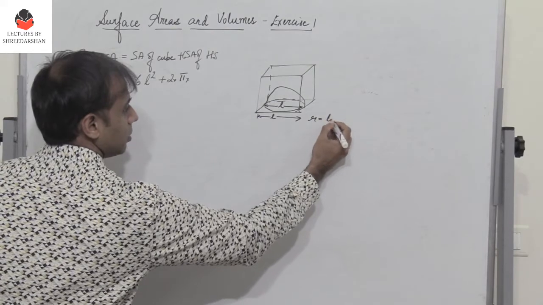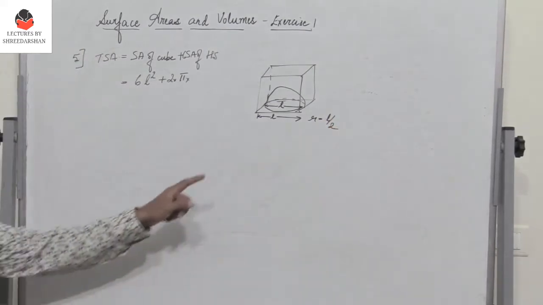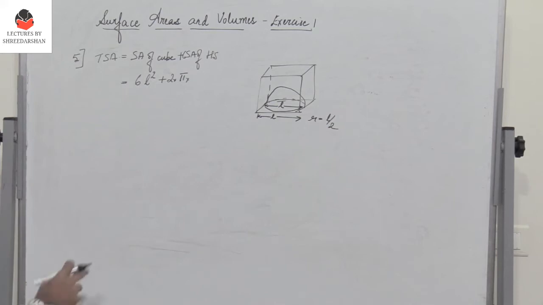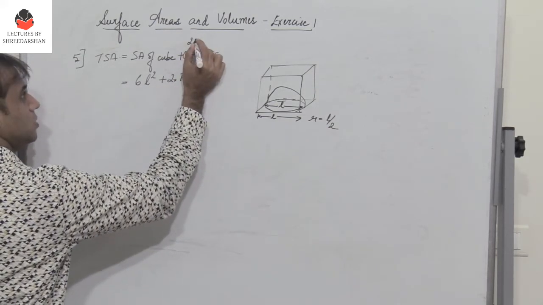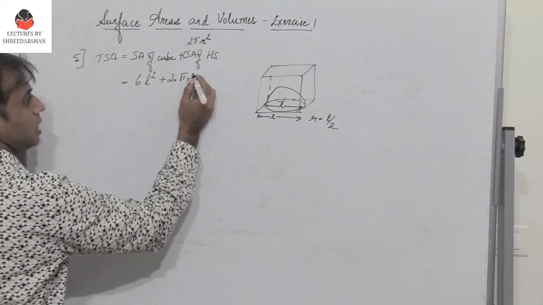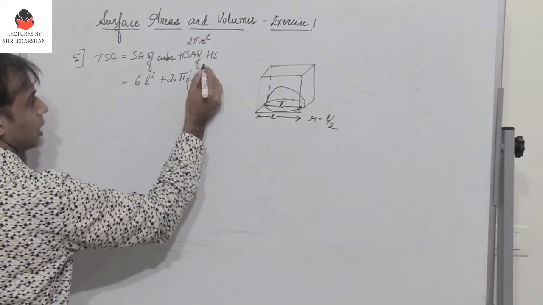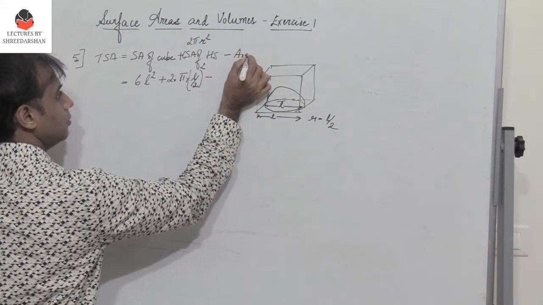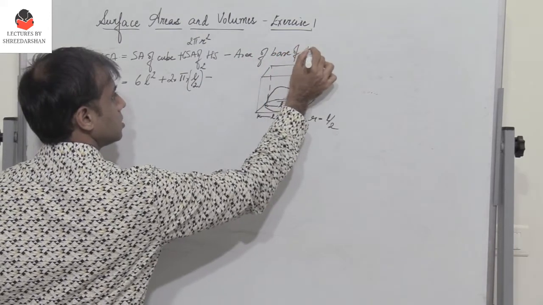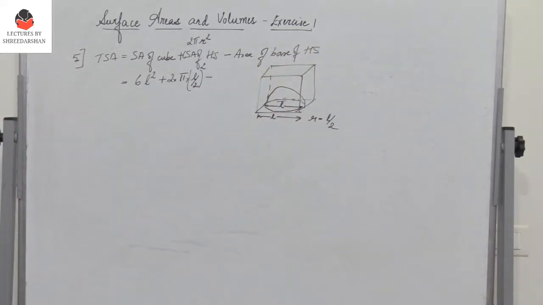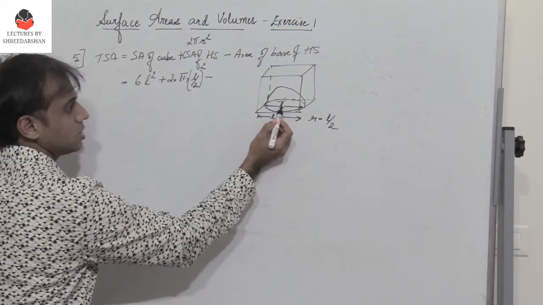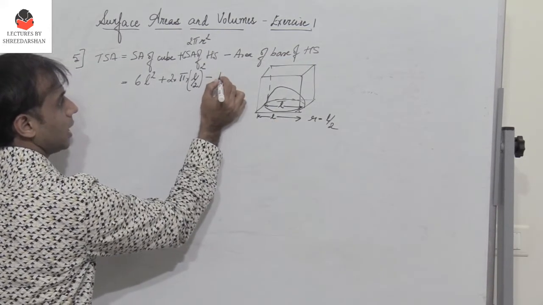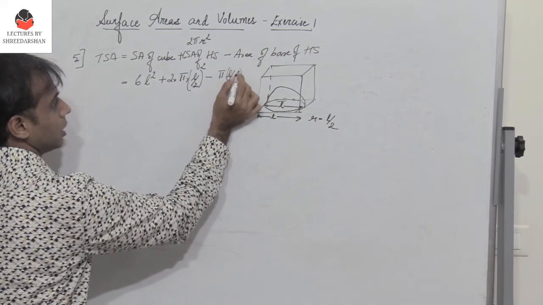Now the radius is L by 2 because the diameter is L. So we know that the curved surface area of the hemisphere is 2 pi r square, so it's going to be 2 pi into L by 2 the whole square, minus, I need to subtract the area of the base of the hemisphere. So what is the area of the base of the hemisphere? Minus area of base of hemisphere. So this is very similar to the previous problem we did. So area of the base is pi r square, so it's going to be pi into L by 2 square.